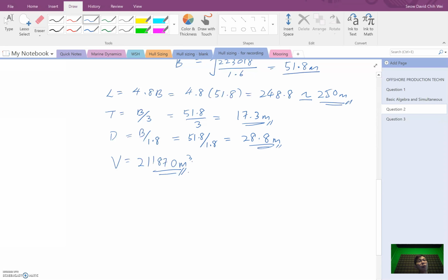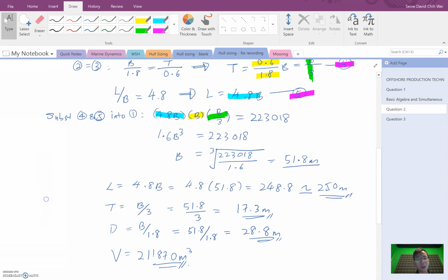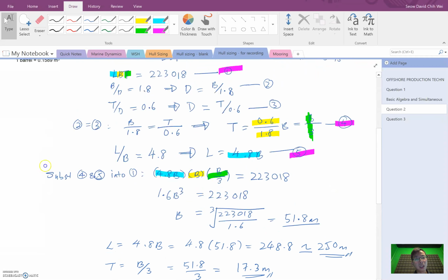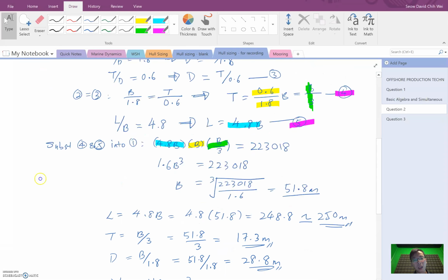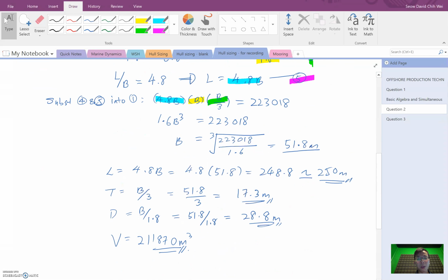Okay, so I've got everything sorted out. Make sure you practice this many times, because this definitely will be assessed and it's not so straightforward. You really need to practice quite a bit to solve this kind of problem. Have a good one.